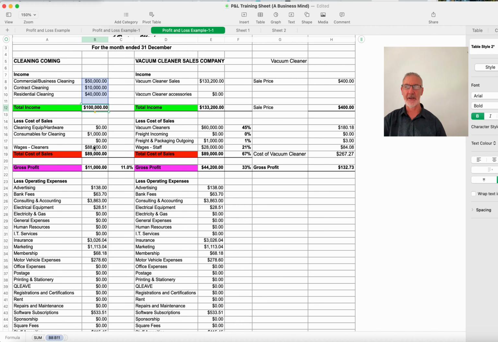But if we actually increase the amount of hours the cleaners did, then you'd also notice that the wages for the cleaners will increase. But if we increase only their charge out rate, then the wages per hour wouldn't increase. So you just got to be careful of that.